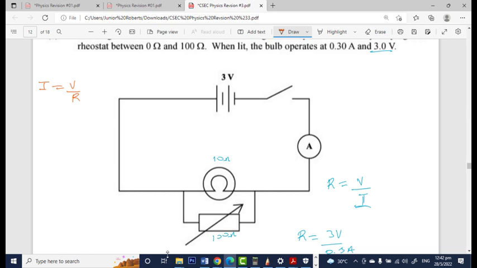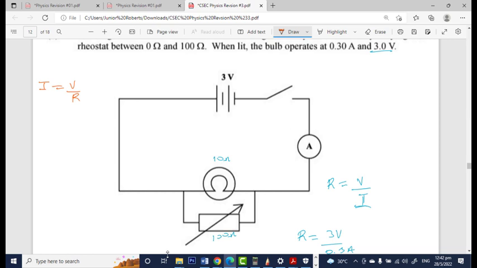So now, if we need to find the current flowing in the circuit, we have to find the resistance of the entire circuit. Now remember, an ammeter doesn't offer any resistance to the circuit. So the resistance of the circuit will solely be due to the bulb and the rheostat. Agree? Yes, sir. So what do we do next? We'll find the total resistance.